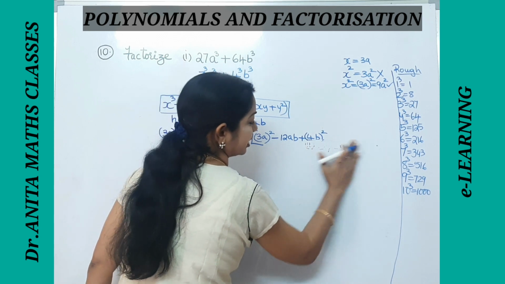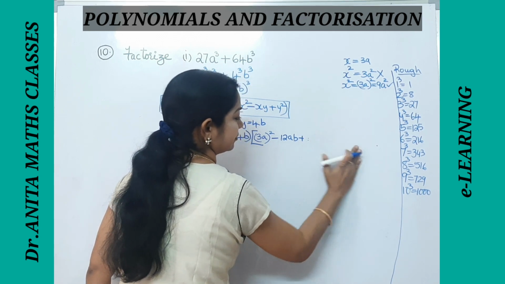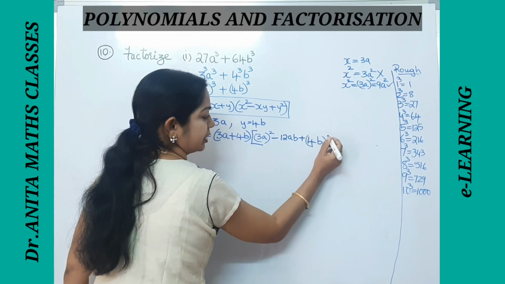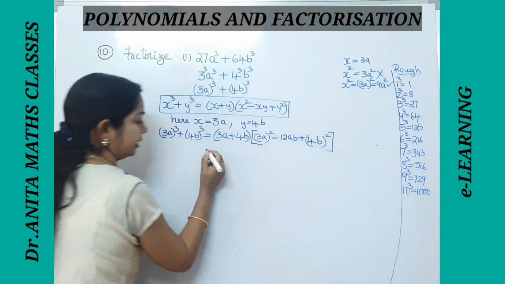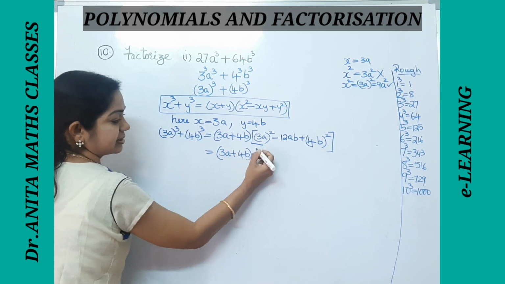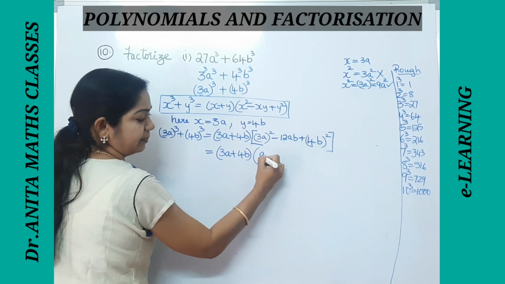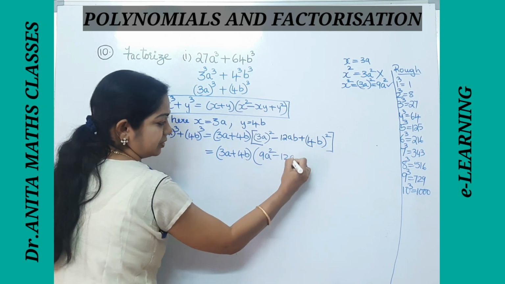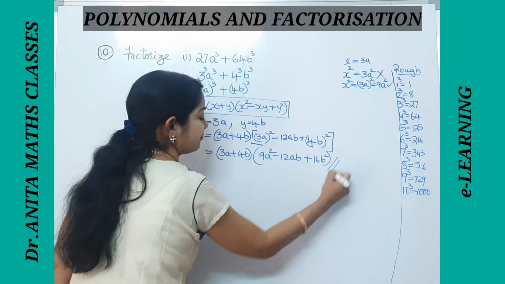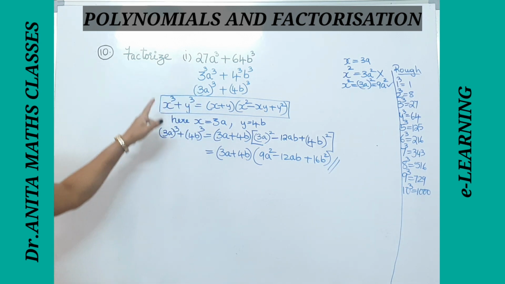Here I'll erase this. So y square is 4b whole square, not 4b square. Now this comes to 3a plus 4b into, simplifying, 9a square minus 12ab plus 16b square. So this is the factorized form of this problem.